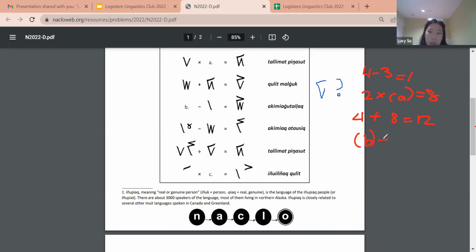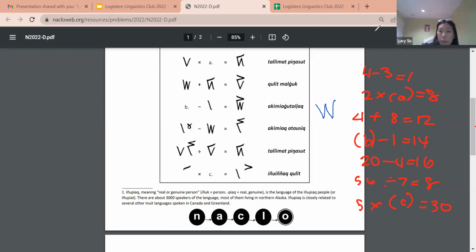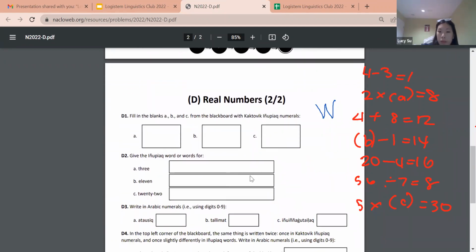B minus 1 was 14. 20 minus 4 is 16. Yeah, so that's right. 56 divided by 7 is 8, and then 5 times C was 30. So I'm just going to write the words for now, but A is this, B looks kind of like that, and then this is C.